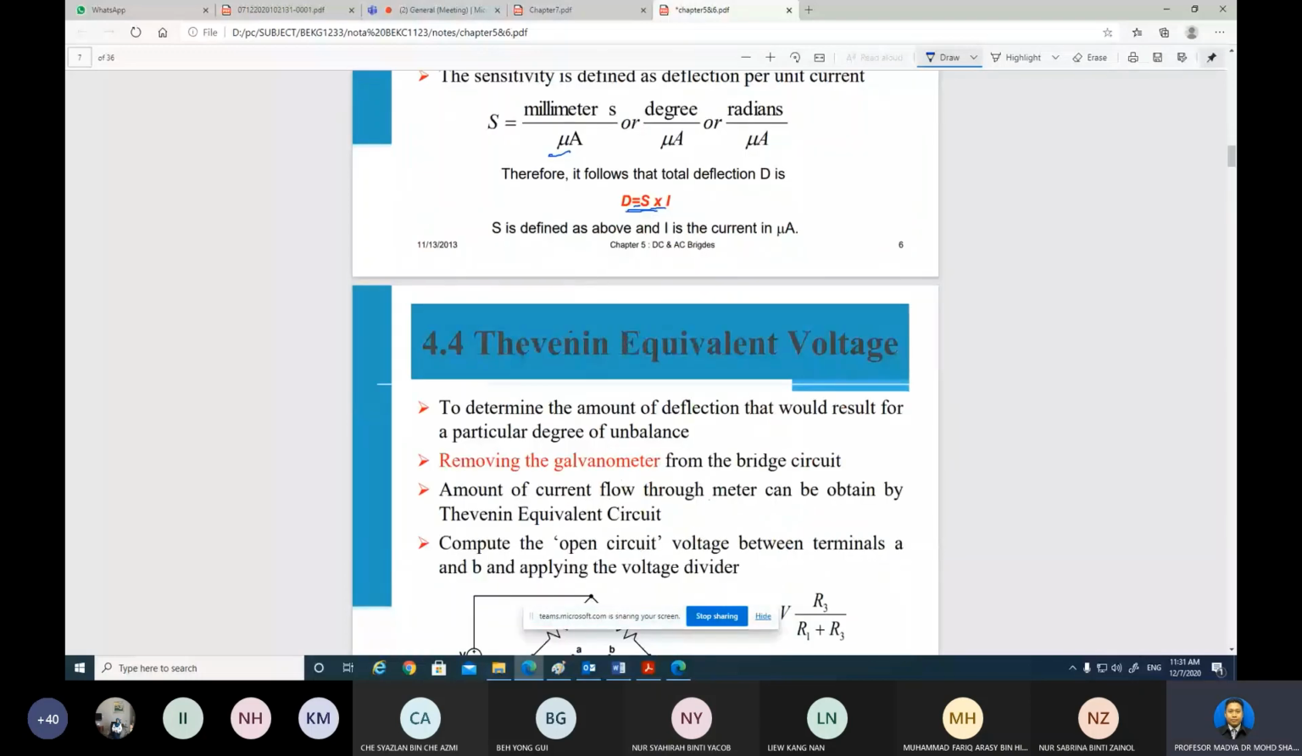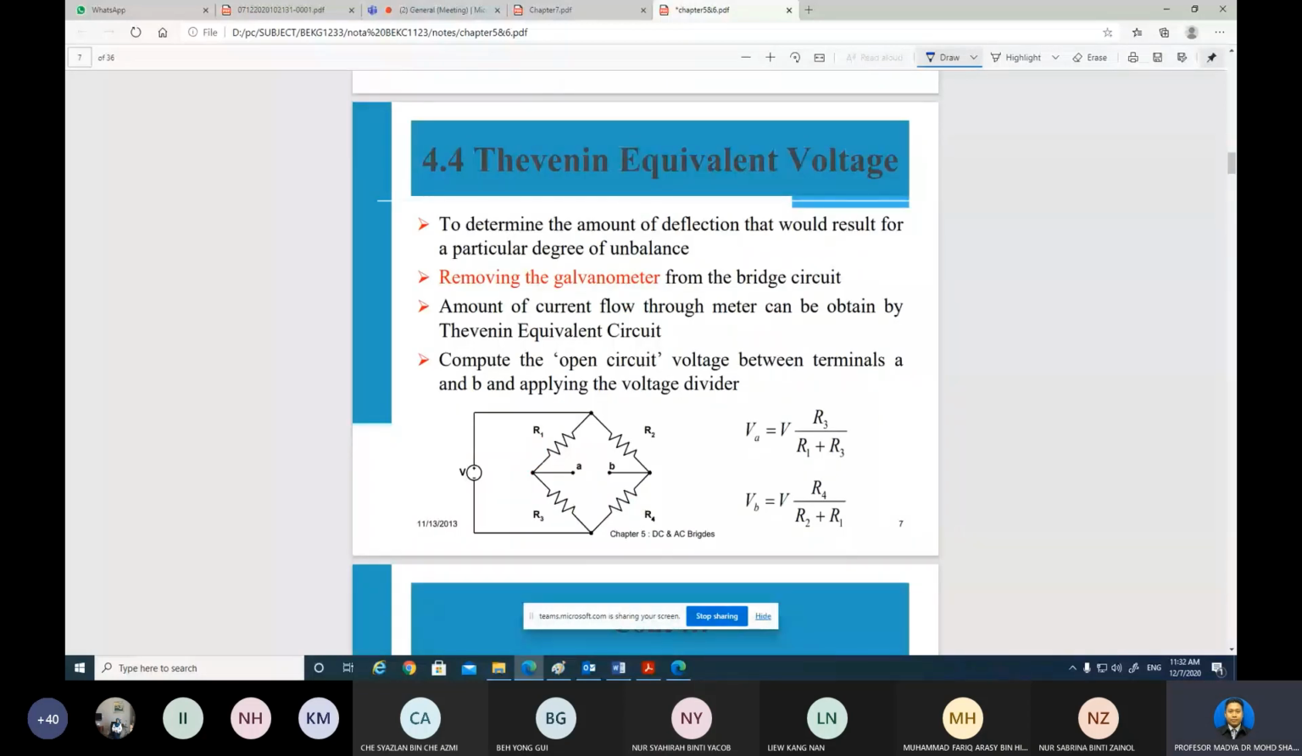Alright, next we go for the Thevenin equivalent voltage. To determine the amount of deflection that would result for a particular degree of unbalance, we remove the galvanometer from the bridge. The amount of current flowing through the meter can then be obtained by using the Thevenin equivalent circuit. Then we compute the open circuit voltage using the voltage divider at terminals A and B, the output points here.